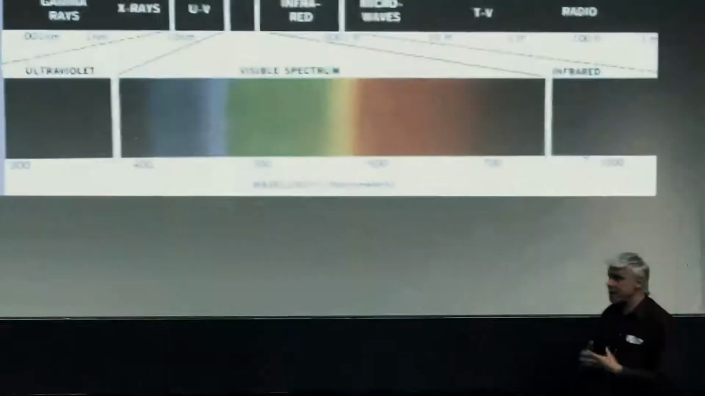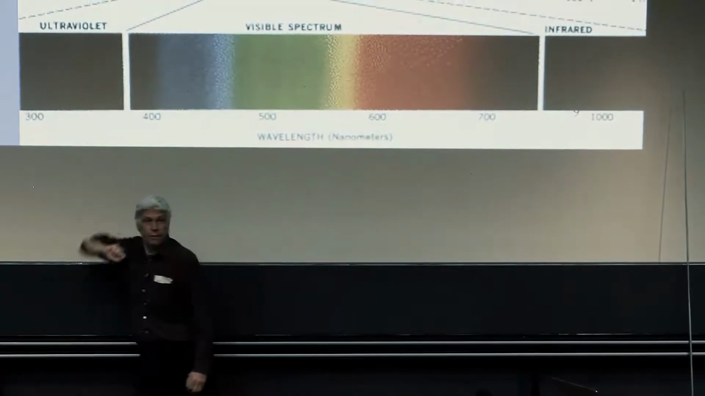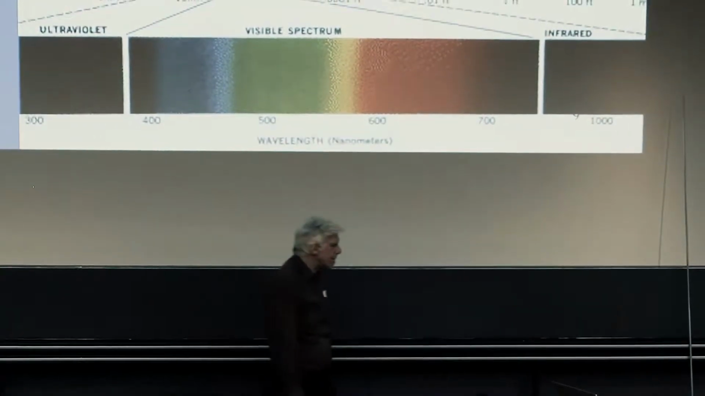So there are cameras that would measure infrared light, and also it's possible to capture with a camera ultraviolet lights. Okay.